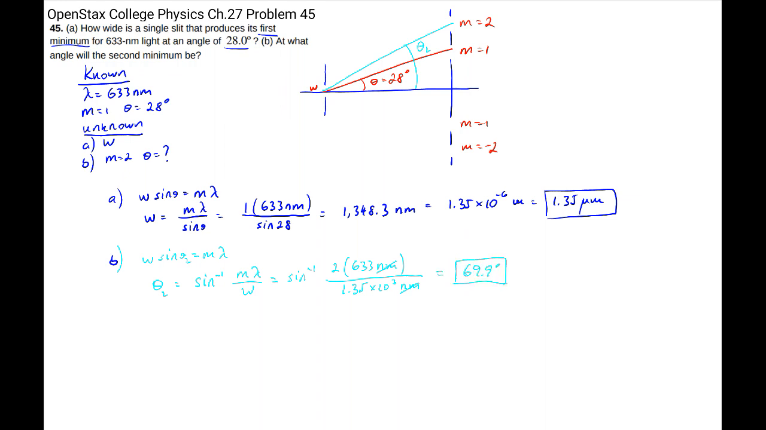So the angle that this beam makes with the principal axis here, when the order of the fringe is m equals 2, theta 2 then is 69.9 degrees.